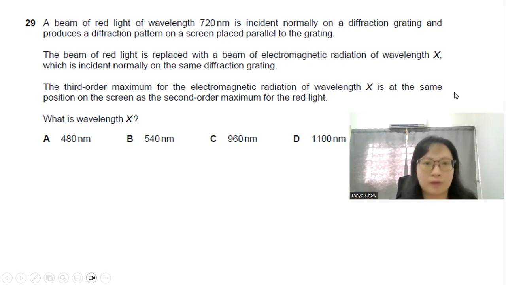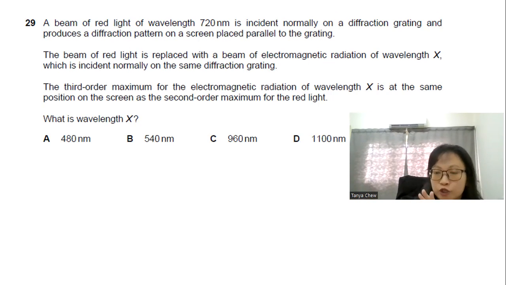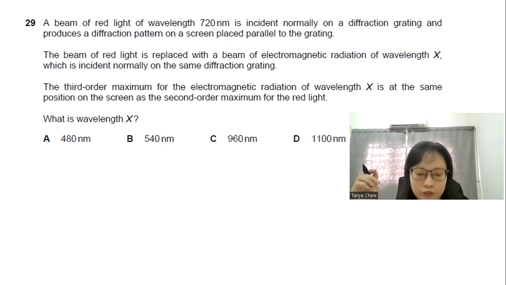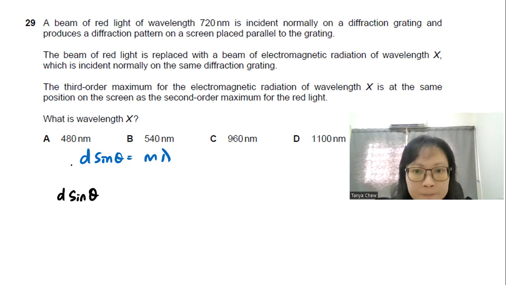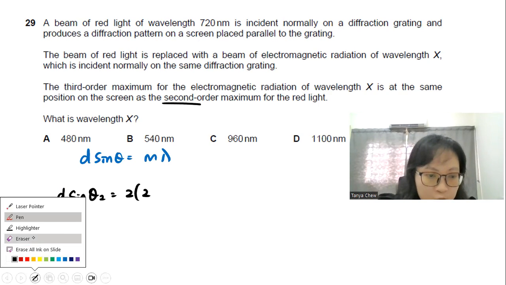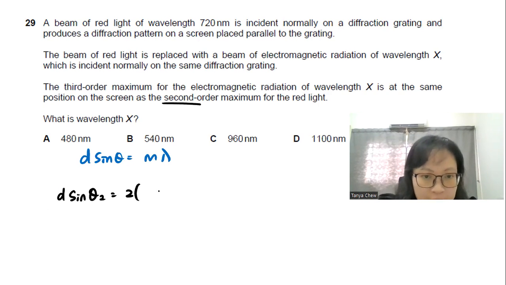What's wavelength X? Now, since there are two situations here, because the beam of red light is being replaced by the EM radiation of wavelength X, you need to form two equations. I write down the common equation for diffraction grating. d sin theta is equal to m lambda. I'm going to use this. First, for red light, d sin theta, second order, 2, is equal to 2 times 720 because wavelength of the red light is 720 nanometer.